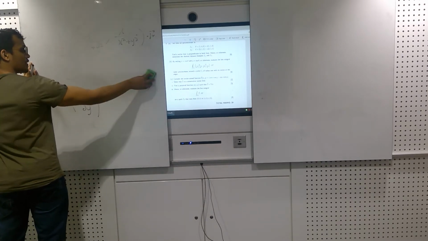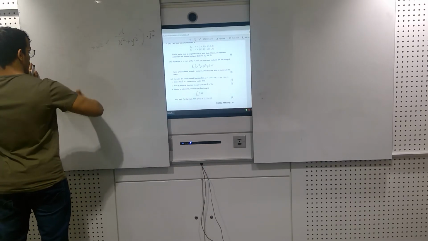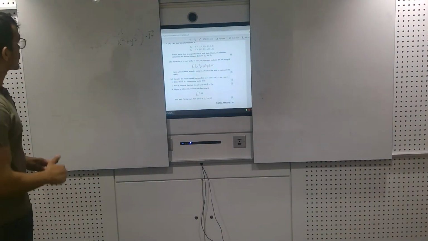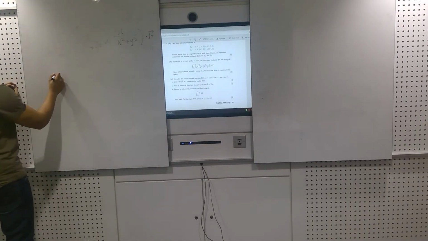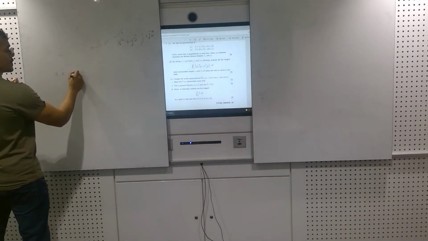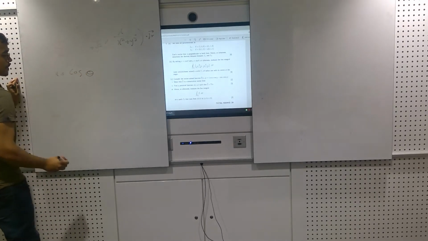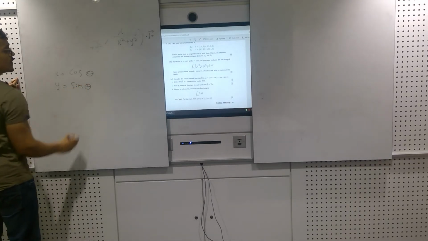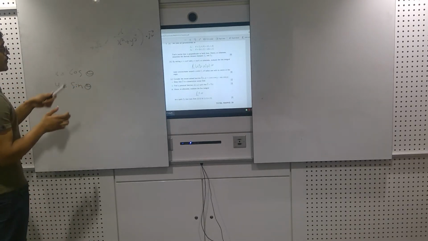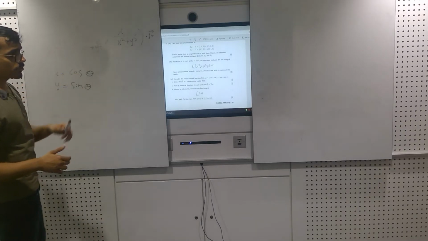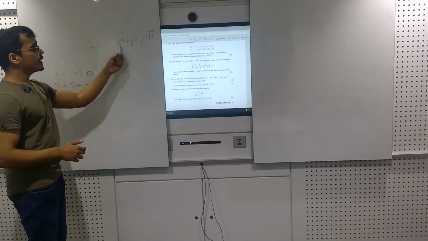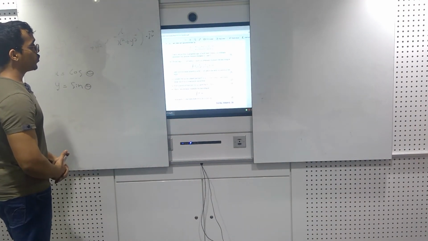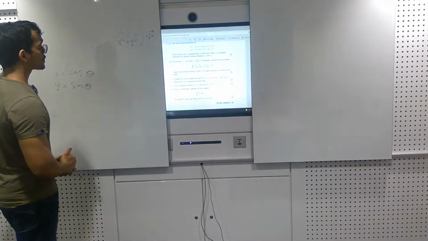So it's like, don't be smart. Just do what you have to do, which is to evaluate the line integral. They told you x is equal to cosine of theta, and y is equal to sine of theta. The denominator will be x squared plus y squared, which is equal to 1, and the other one will be x squared plus y squared, which is again equal to 1. That's cool so far.